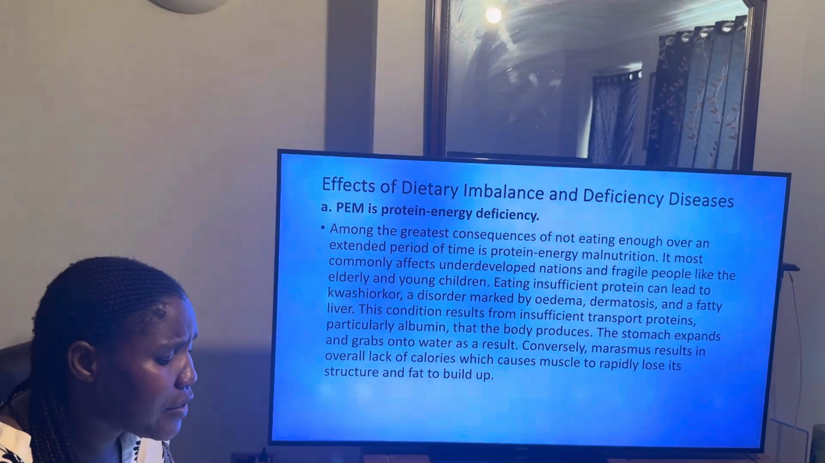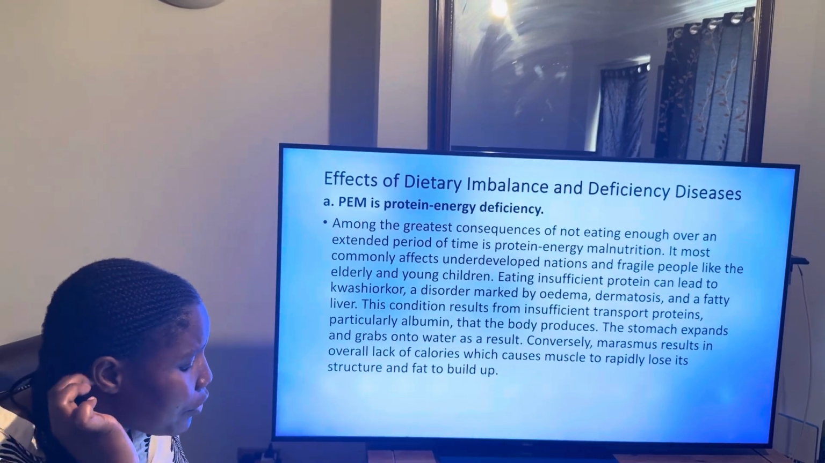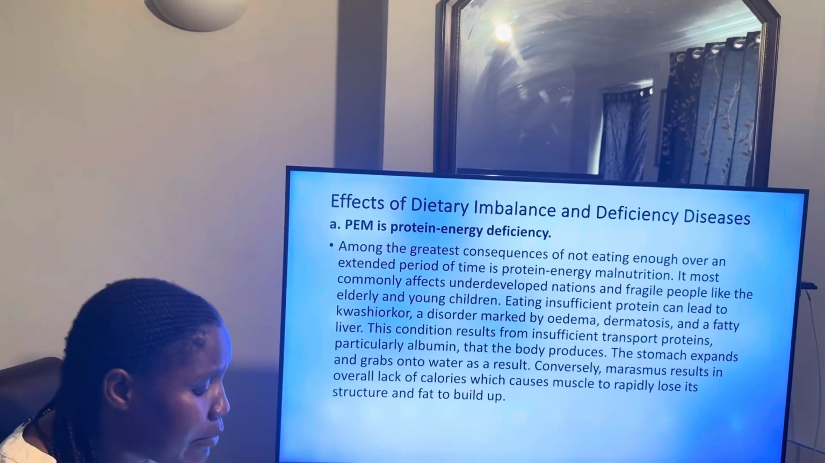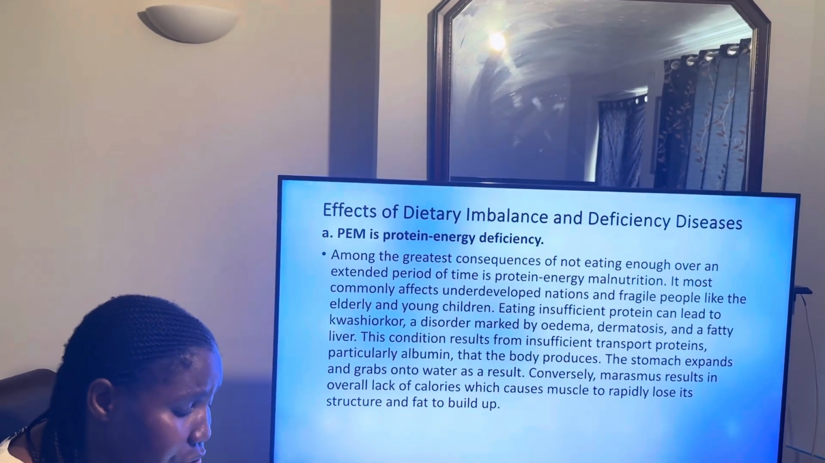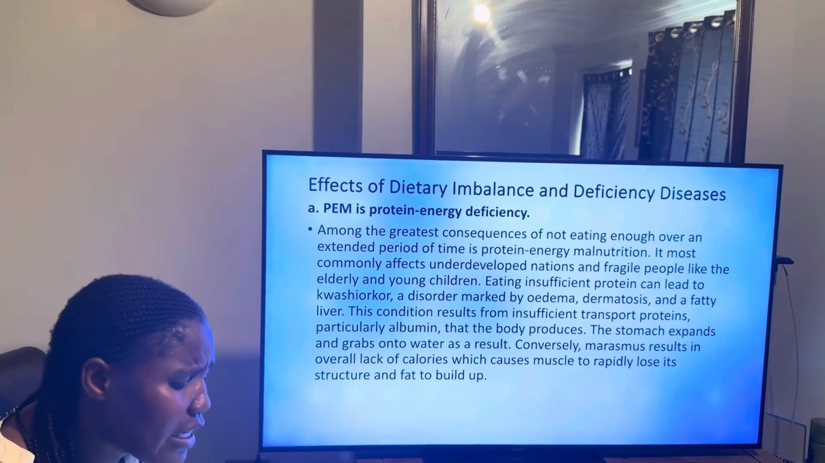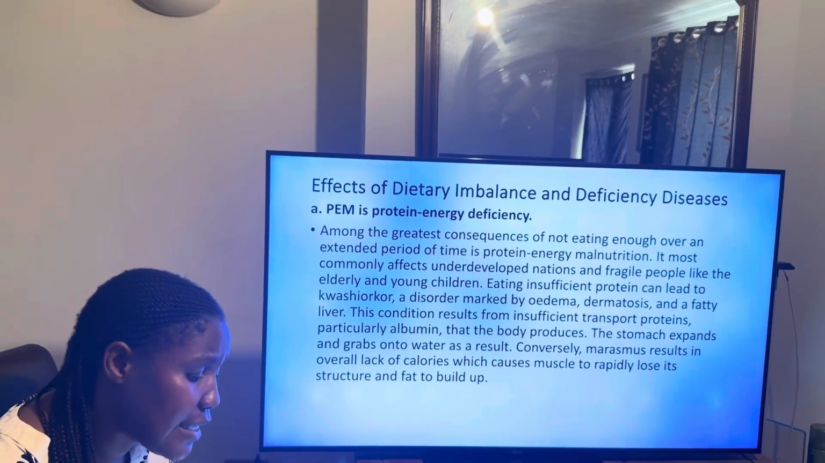We also have effects of dietary imbalances and deficiency diseases. We have protein energy malnutrition, abbreviated PEM. Among the greatest consequences of not eating enough over an extended period of time is protein energy malnutrition. It most commonly affects underdeveloped nations and fragile people like the elderly and the young.